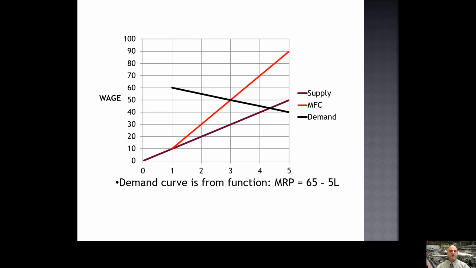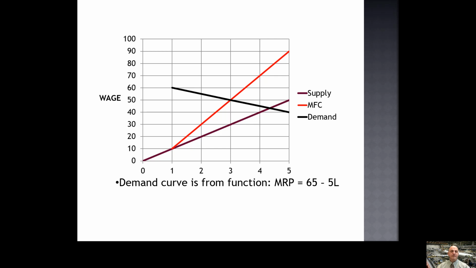Now we're going to add onto this a demand curve. So we're going to say that our demand curve, I'm going to give you a function. So those of you who have had algebra, you can graph a function. But if you've not had algebra, essentially what this means is that your wage rate, your marginal revenue product, is equal to this function, 65 minus 5L.